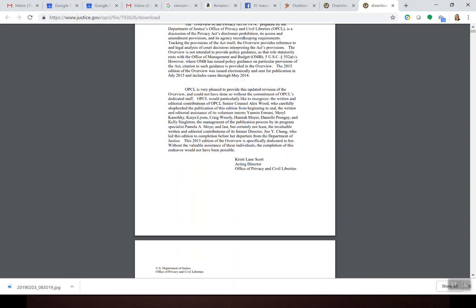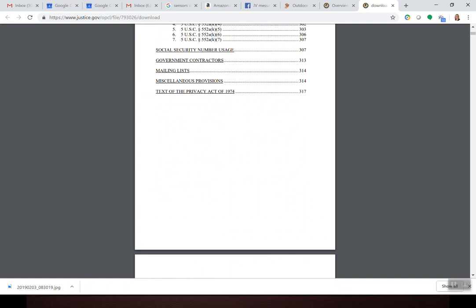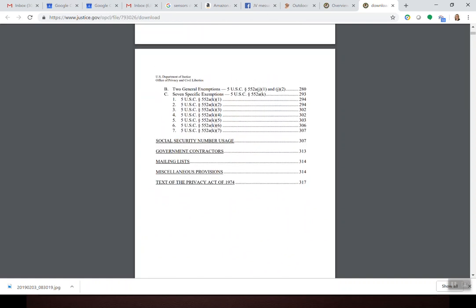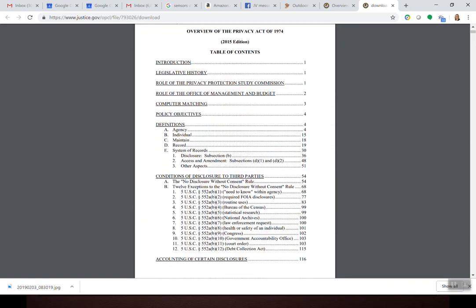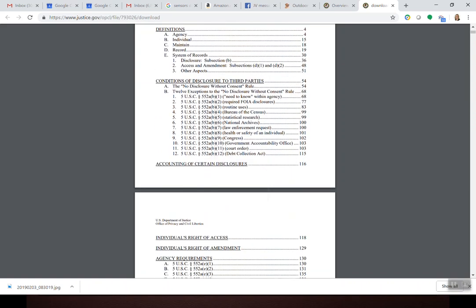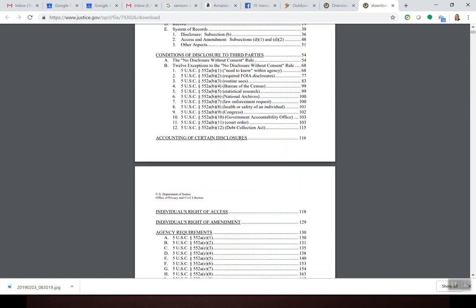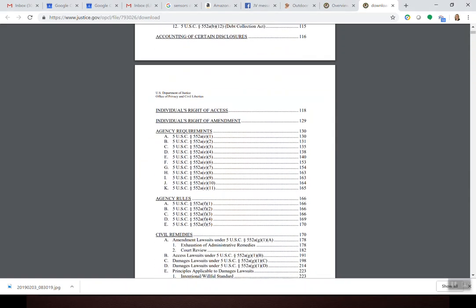So this is what I'd like for you to go through and look at and read. Now, it's 317 pages. Obviously, I don't want you to read the whole thing, but I want you to see how this is set up. So instead of reading the law, it'll say, okay, here's the definitions of the law: agency, individual, maintain record systems of records. Here's the different conditions of disclosures to third parties: the need to know, FOIA, Freedom of Information Act, census, National Archives, law enforcement request, health or safety, Congress, GAO, court order, debt collection, and then possibly just look through at some of the things that may interest you.